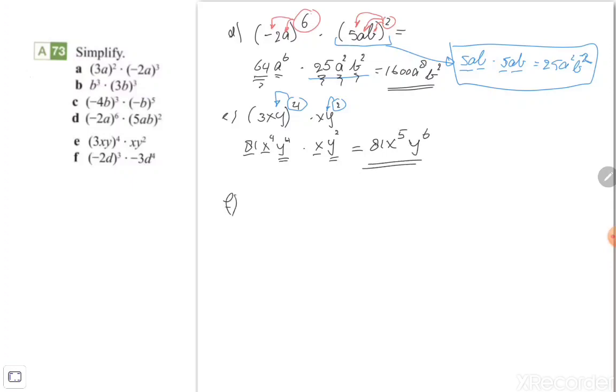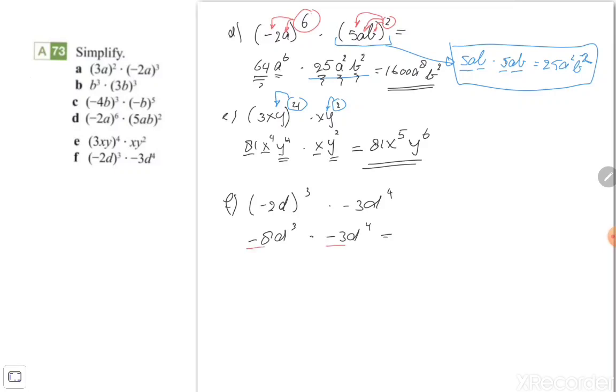Then the last one, exercise F. Inside the brackets minus 2d to the power of 3 times minus 3d to the power of 4. Here you will find exactly the same as exercise E, that minus 2d is inside the bracket, but minus 3d isn't inside the bracket. So the to the power of 4 belongs only to the d. So minus 2 to the power of 3 is a negative 8, and then d to the power of 3, and then multiplying with minus 3d to the power of 4.